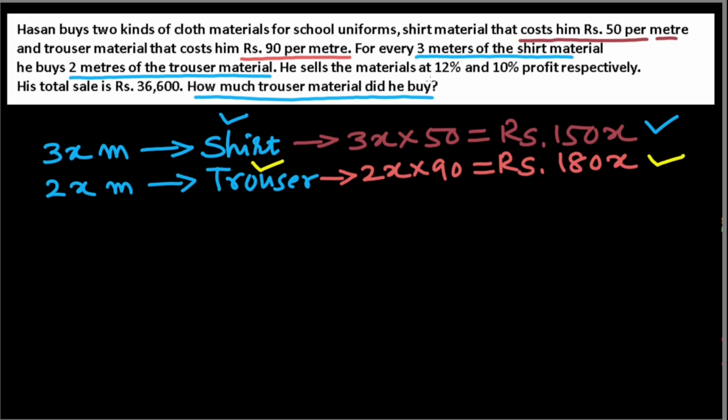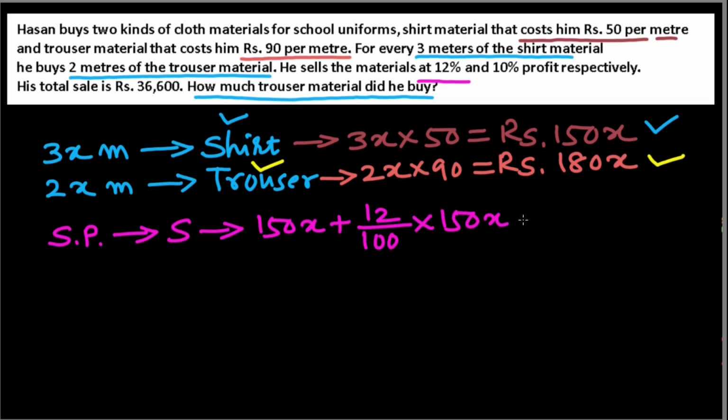He sells shirt material at 12% profit. So the selling price of shirt material will be 150x plus 12 by 100 multiplied by 150x. This zero cancels, so it will be 150x plus 12 multiplied by 15 is 180. 180 divided by 10 will be 18. So it will be 18x. So that will be 168x. So this is the selling price of shirt material.